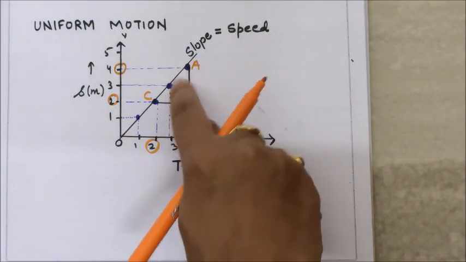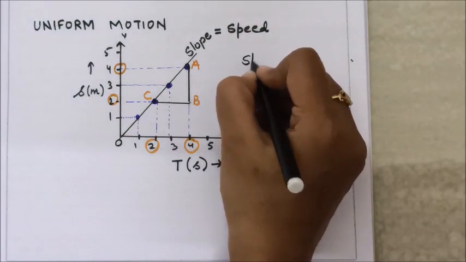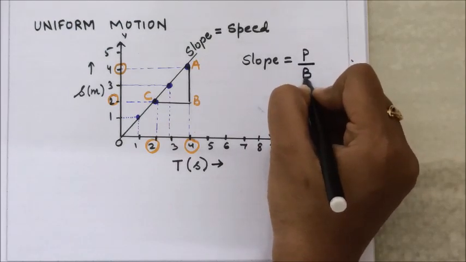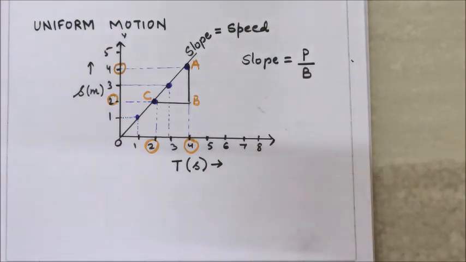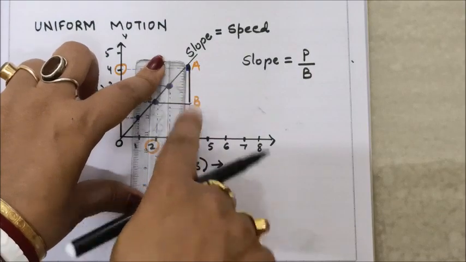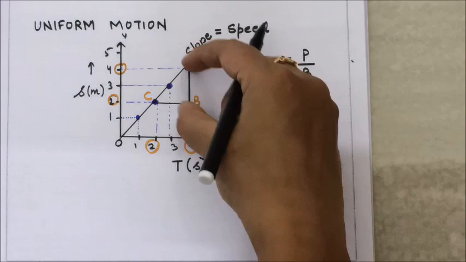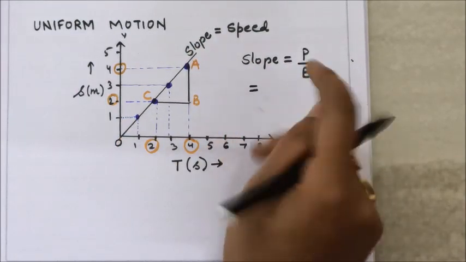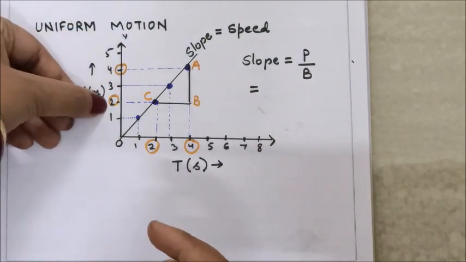Whenever I need to calculate the slope of a graph, the formula for slope is perpendicular by base. Again I am saying it is not the actual length of the perpendicular. You will not take a scale and start measuring the length of this line. We are not doing the Pythagoras theorem here. We just need the value of this perpendicular and the value of this base. So for the perpendicular AB, it is reflecting 4 and 2.